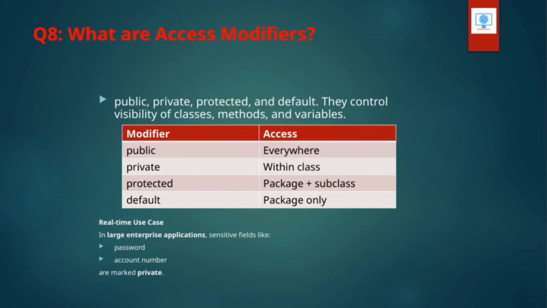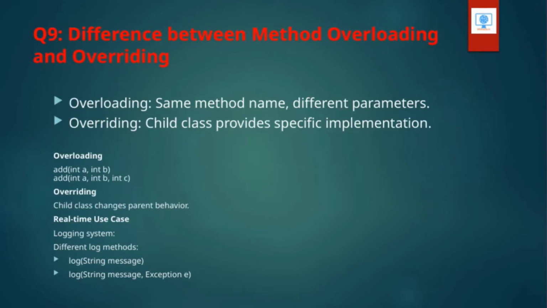So, when we talk about access modifiers, think of them as the security gates for your code. They define who can see or modify different parts of your program, helping us maintain integrity and security across our applications. Let's talk about overloading and overriding.